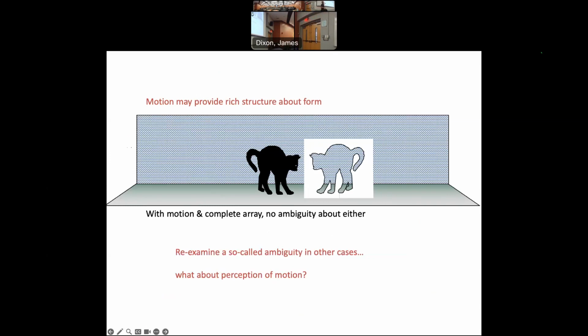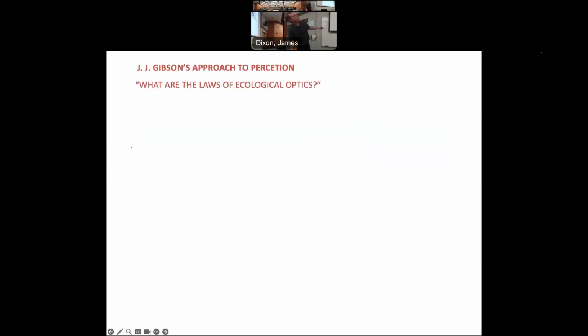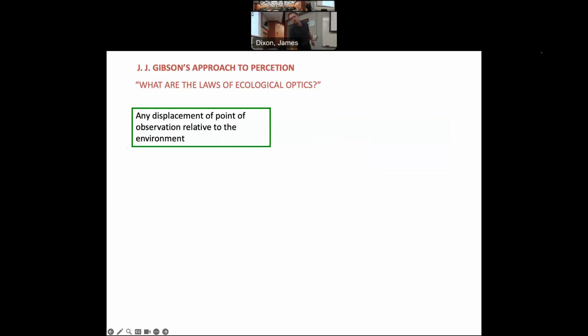Pretty good argument, right? So that's the beginning of these arguments. So he basically called for a re-examination of the ambiguity idea that's at the heart of Helmholtzian and these other approaches. All right. So what about the perception of motion? And I'll end with this a little bit. So this goes back to the airplane idea. So here's the thing. Any displacement of the point of observation relative to the environment gives you information about motion.